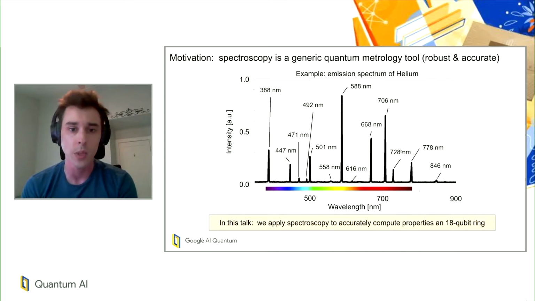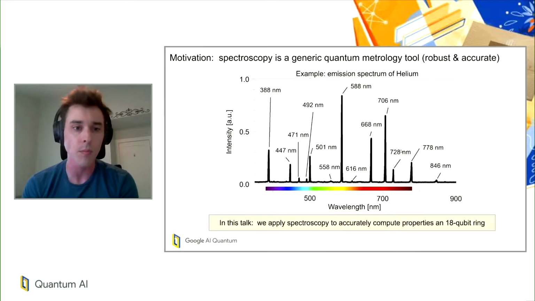However, if you go to any one of these peaks, what you really care about if you want to, say, learn about the atomic structure of helium, you care about the exact frequency at which these peaks occur. And you'll notice that these peaks are extremely narrow. And the more narrow they are, the more accurately you can learn about the quantum system that you're trying to study.